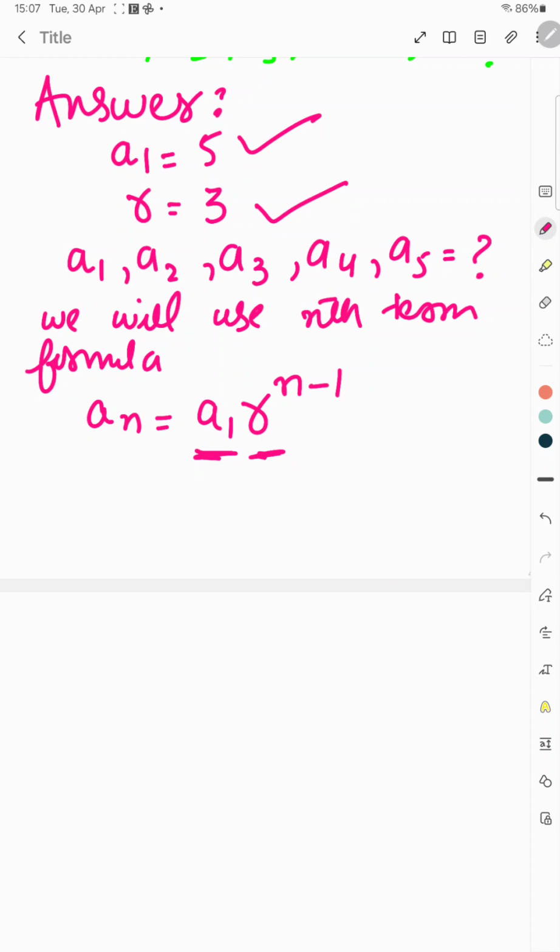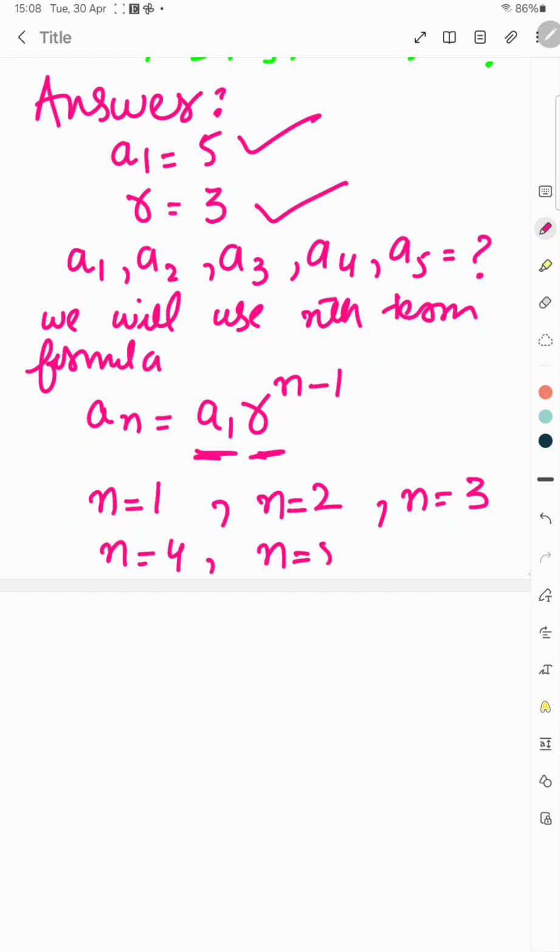So we have to just put n is equal to 1 for first term, n is equal to 2 for second term, n is equal to 3 for third term, n is equal to 4 for fourth term, and n is equal to 5 for fifth term.